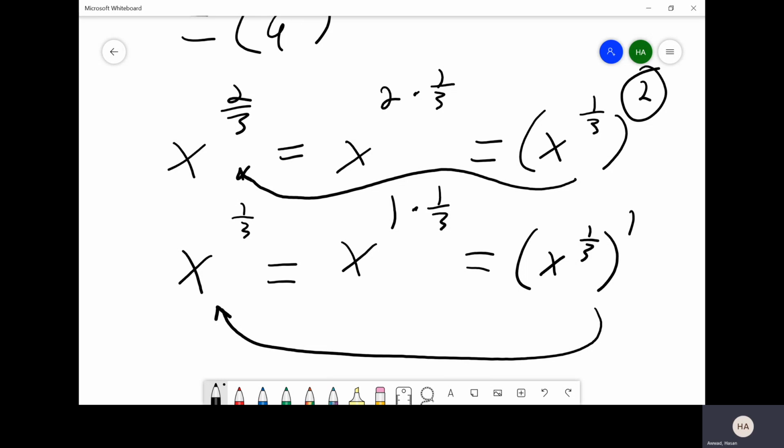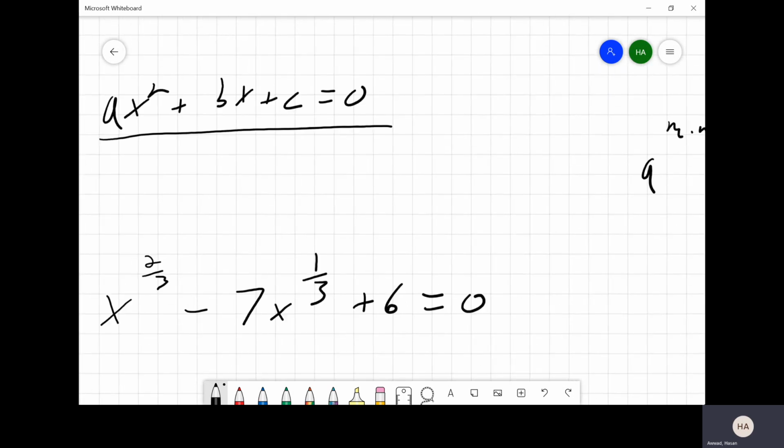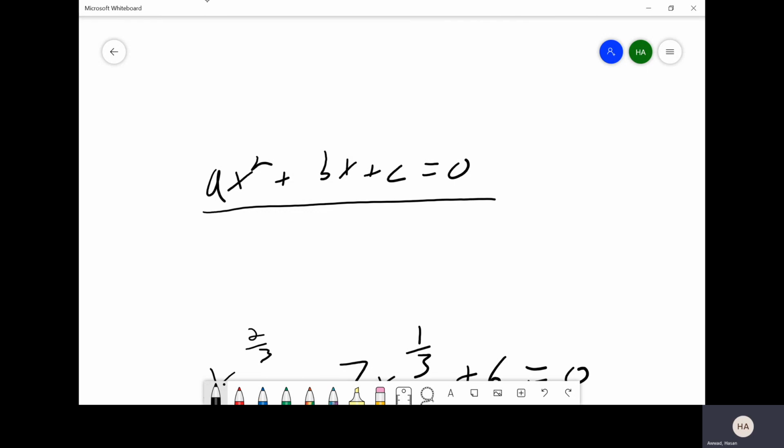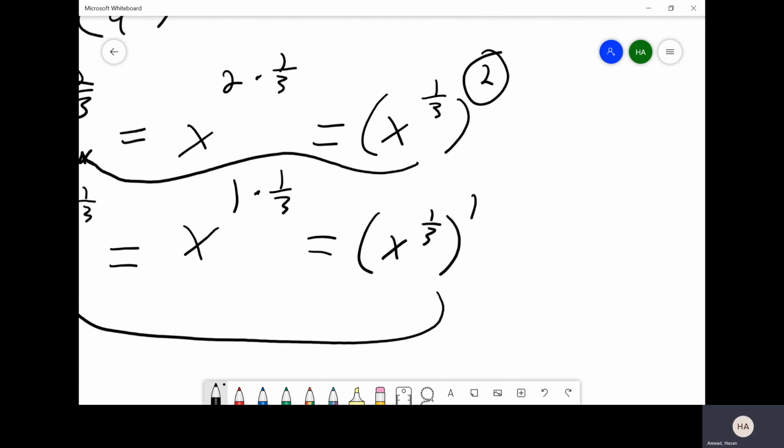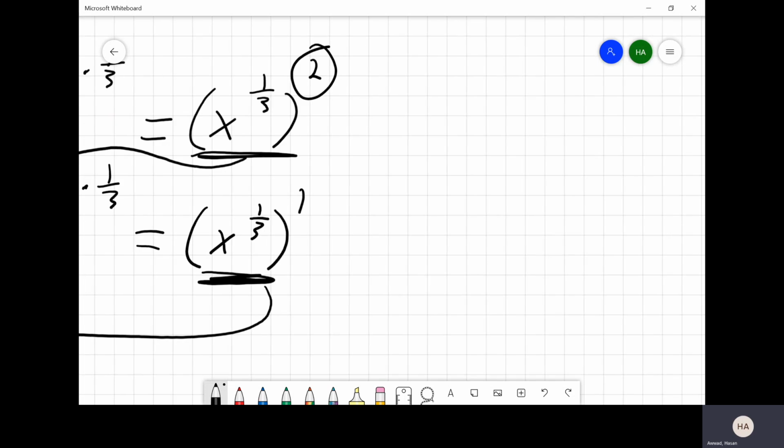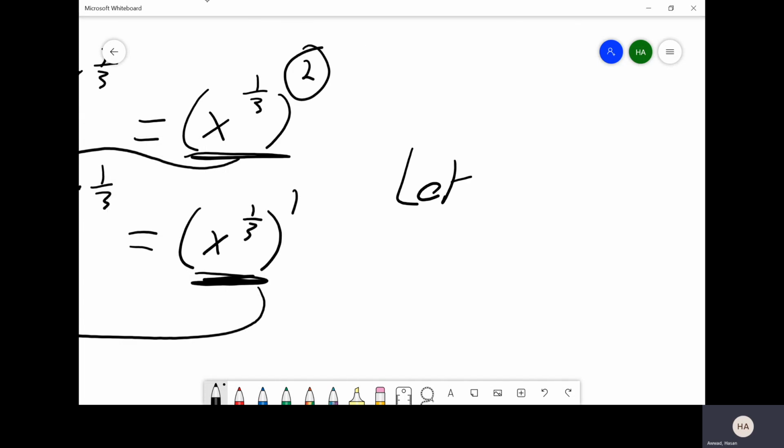The reason we split up x to the 1/3 to the first power is because when we look at our standard equation, what is our middle piece? Well, it's to the first power. So now it becomes really apparent what we're actually substituting in for. We have this piece here to the second power and the same piece to the first power. So what I'm going to do is say, let u equal x to the 1/3 power.